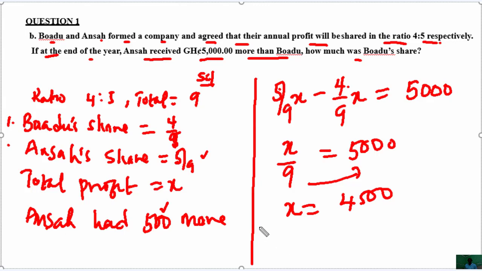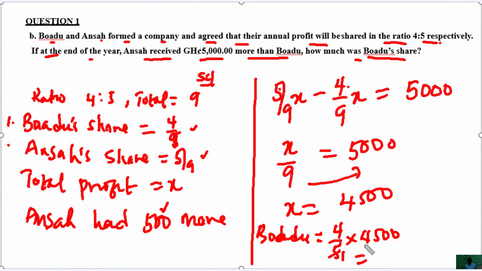So if you do cross multiplication, you're going to get X to be 45,000. Now the question said, what was Buadu's share? So you come to Buadu. So Buadu's share is 4/9 times 45,000, which will give us, so you see that 9 will cancel here, 5 here, it will give us 5. So 4 times 5 is 20. Let's move on.